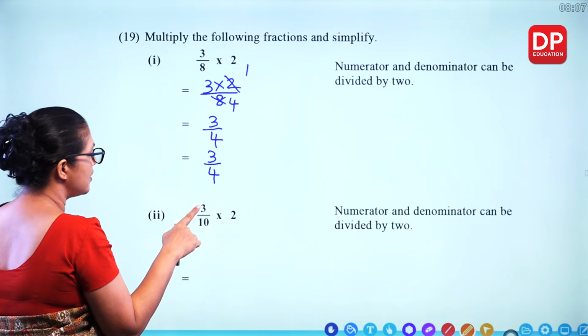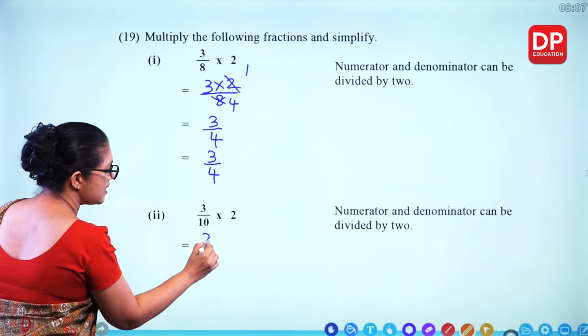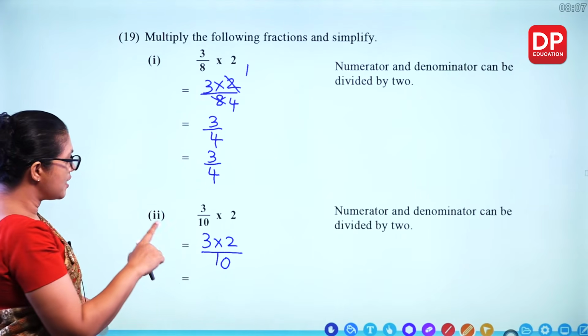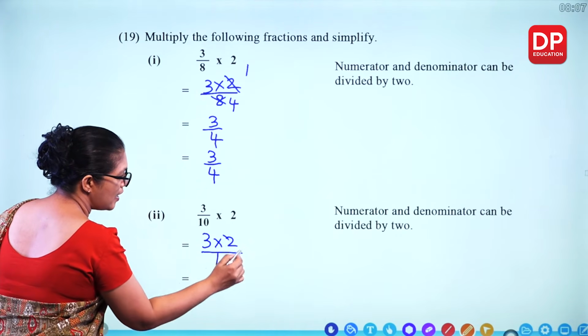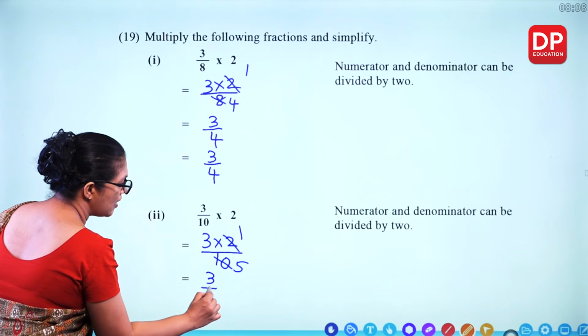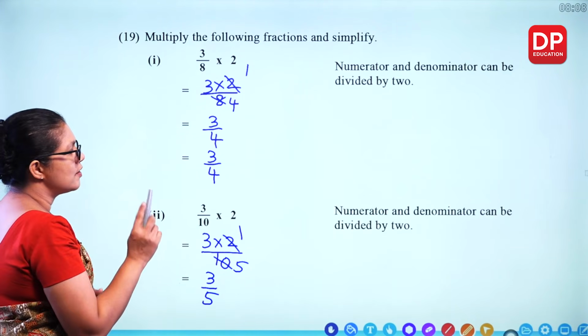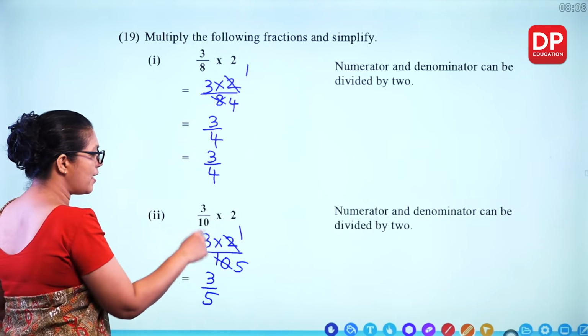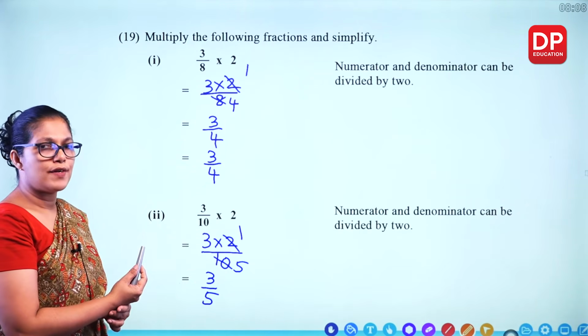This one, again 3 times 2 divided by 10. So 3 times 2, now you can simplify. 2 times 1, 2 times 5. So 3/5. So numerator and denominator can be divided by 2. So whenever possible, you can simplify first.